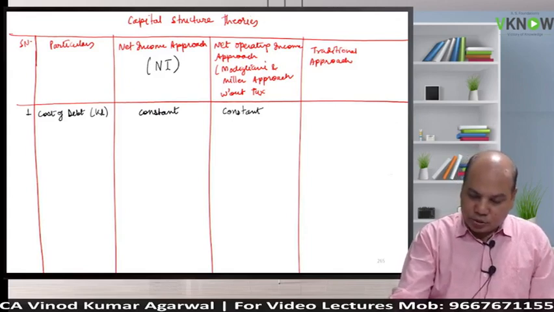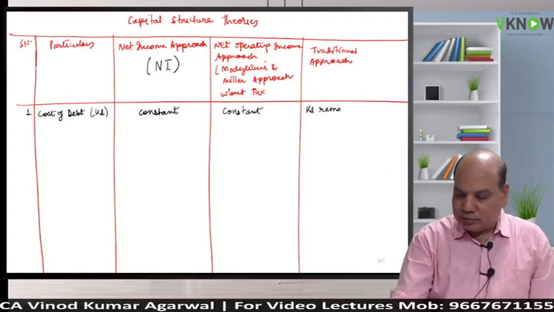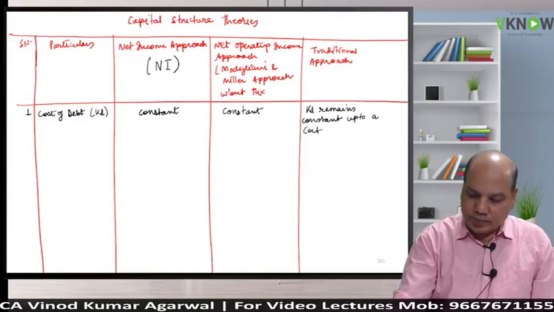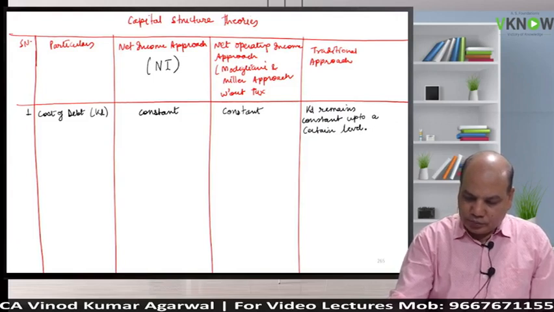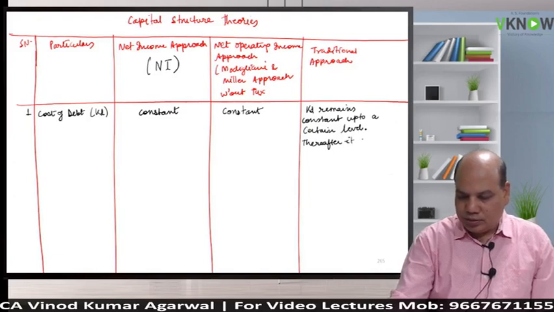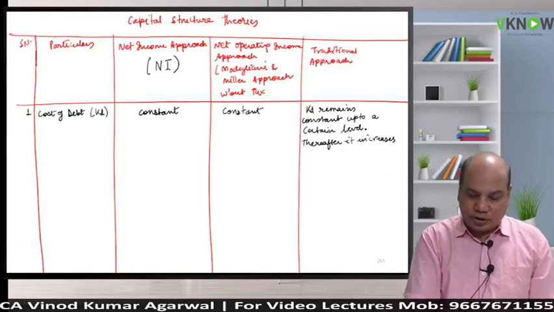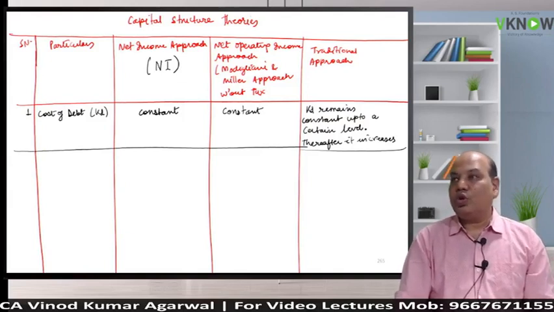As per traditional approach, KD remains constant up to a certain level. Thereafter, it increases. So under traditional approach, cost of debt will also start rising beyond a certain point.